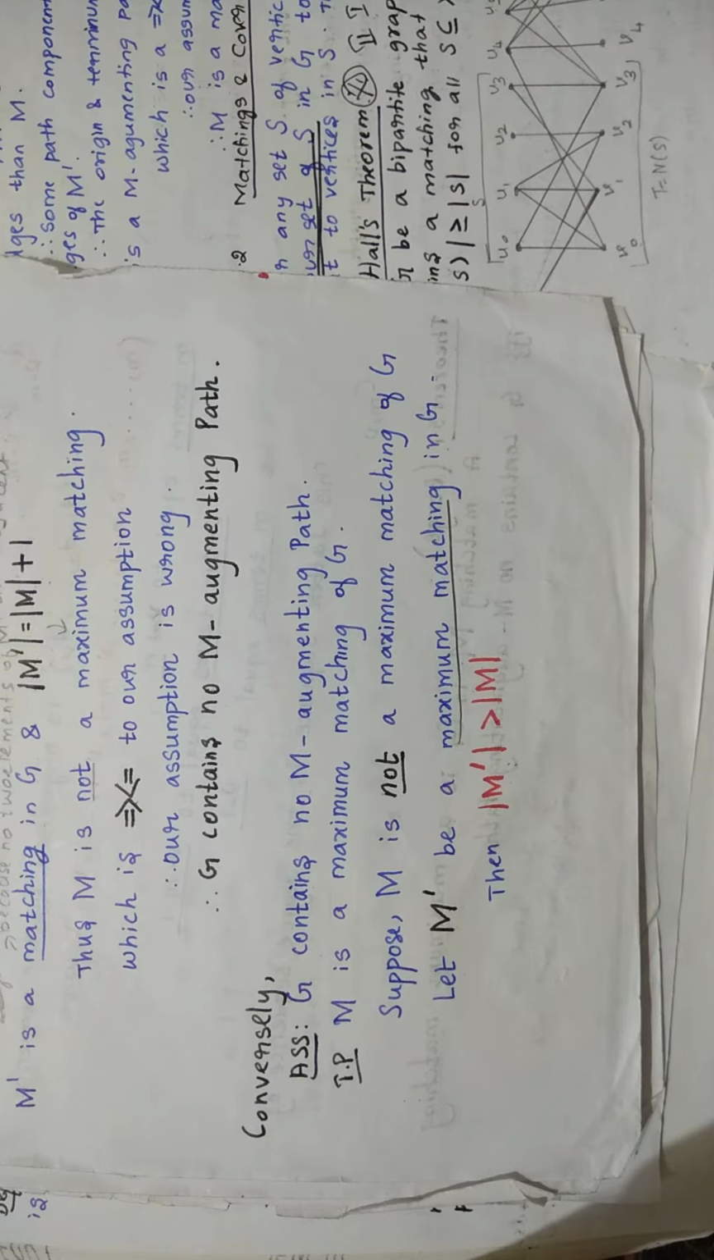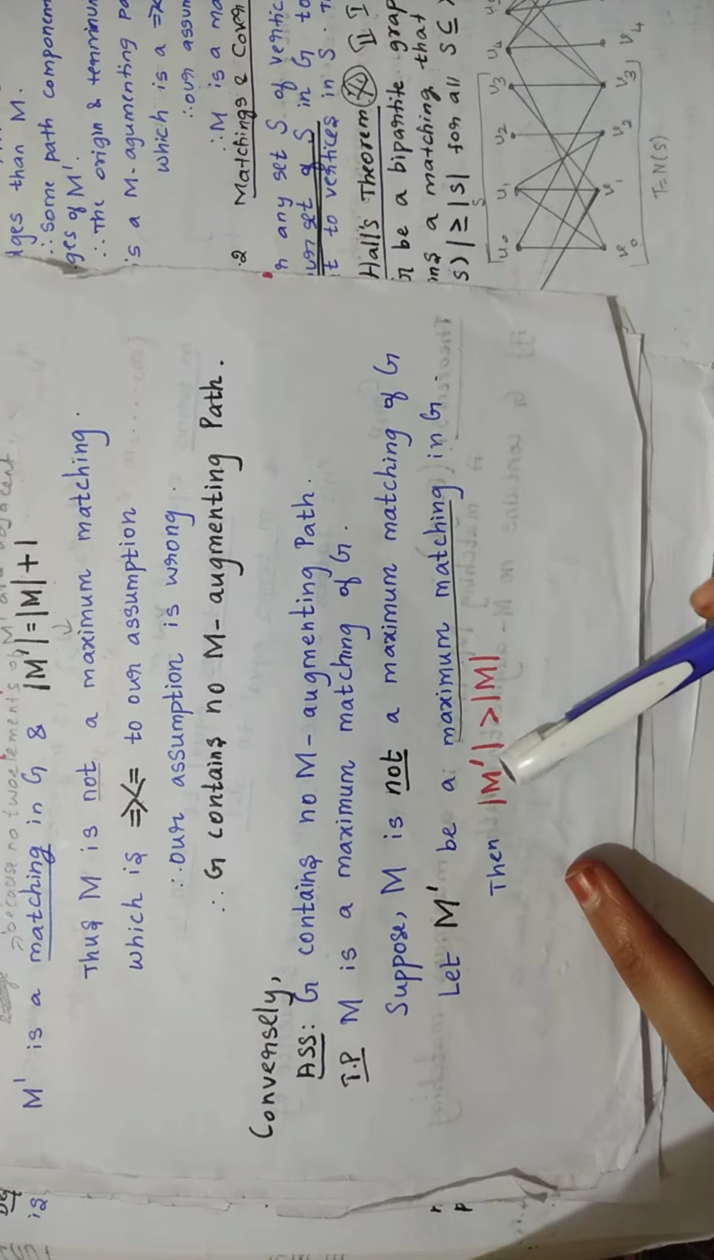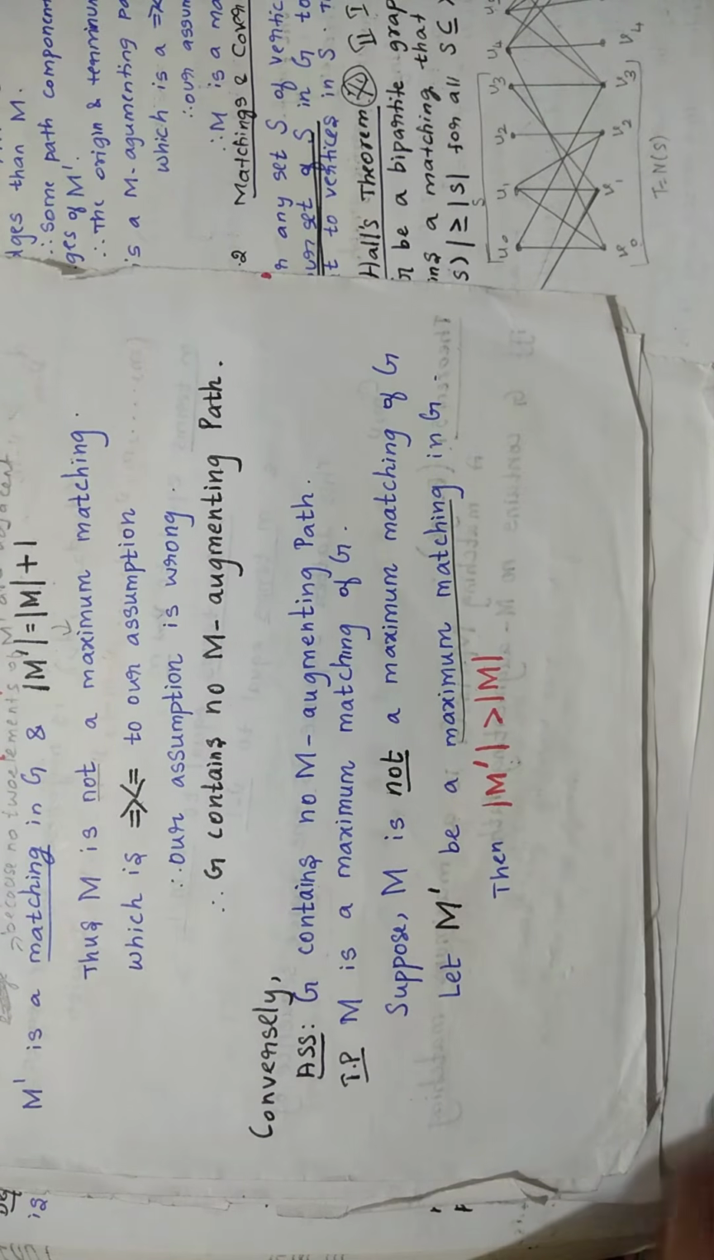You are taking that some other matching as M dash here. Let M dash be a maximum matching in G. If M dash is the maximum matching in G, then you can write like this, right? Modulus of M dash means number of vertices or edges. You can say number of vertices in M dash, or you can say number of edges in M dash. Both will give you the same result at the end.